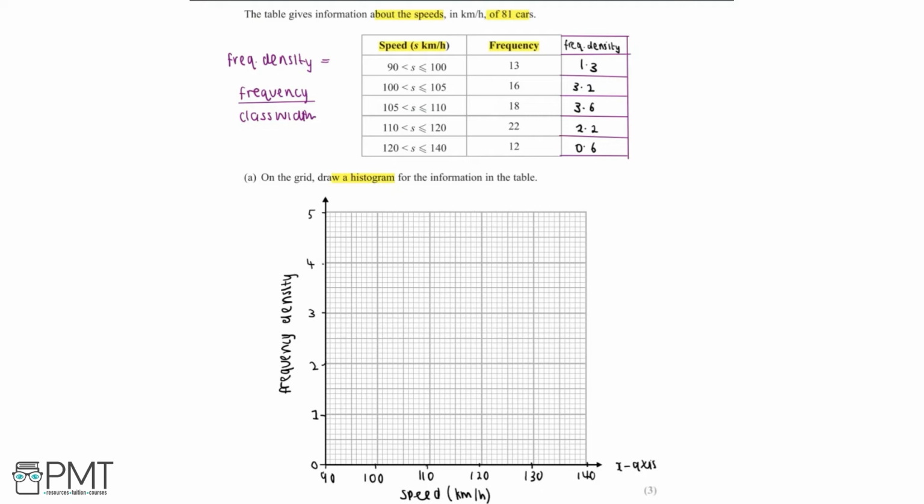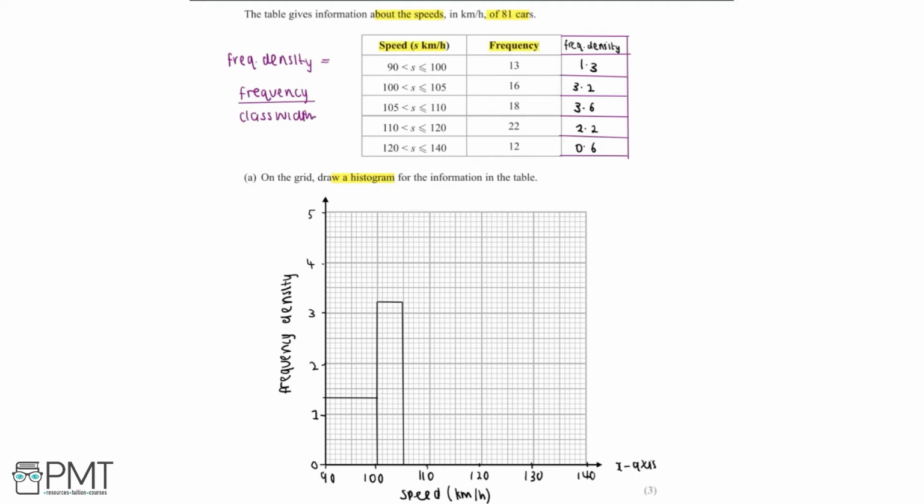We can begin to draw our bars. So between 90 and 100, we have a frequency density of 1.3. We can now draw a line at 1.3 between 90 and 100. We'll draw the vertical line downwards to mark the end of the box. Now moving on to 100 to 105, and we have a frequency density of 3.2. 105 is located over here, and we're going to go vertically upwards until we get a frequency density of 3.2. And then we can draw a line across to 100, and then go down like this. So between 100 and 105, we have a frequency density of 3.2.